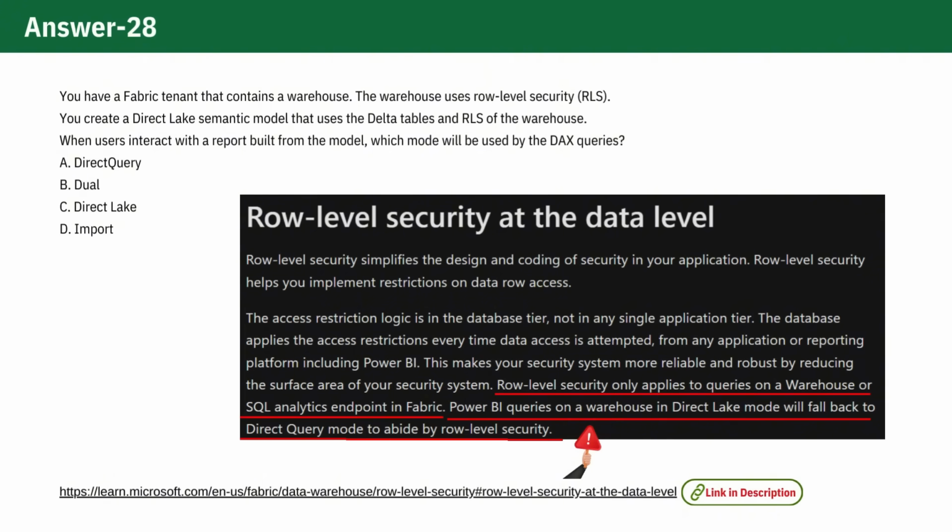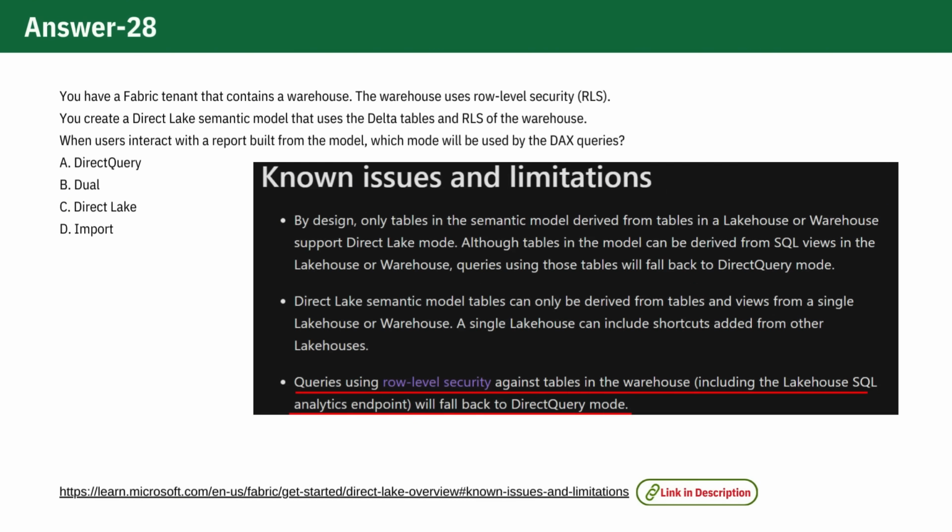When using Power BI queries on a warehouse in Direct Lake mode, there is a known issue where it falls back to Direct Query mode to comply with row-level security. Microsoft documentation supports this. Queries using row-level security against tables in the warehouse, including the Lakehouse SQL analytics endpoint, will fall back to Direct Query mode. Thus, option A is the correct answer.